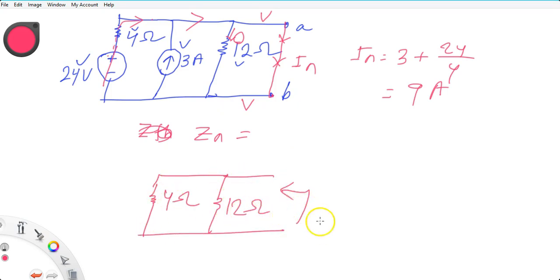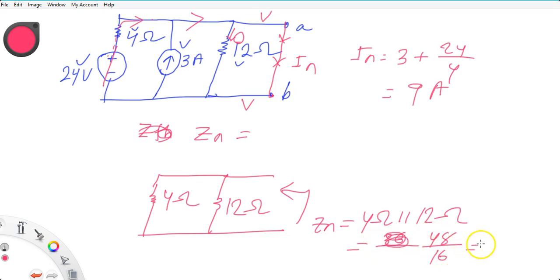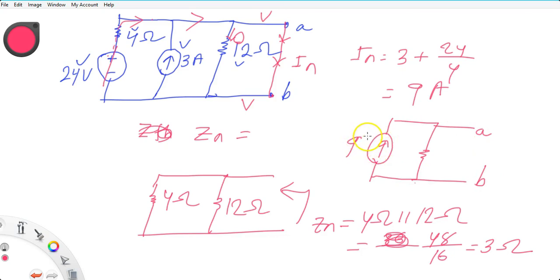and ZN equal to, so this is your ZN, so 4 ohm parallel 12 ohm, that is 48 upon 16, that is 3 ohm. So you can represent it equivalently as 9 ampere, and this is your 3 ohm.